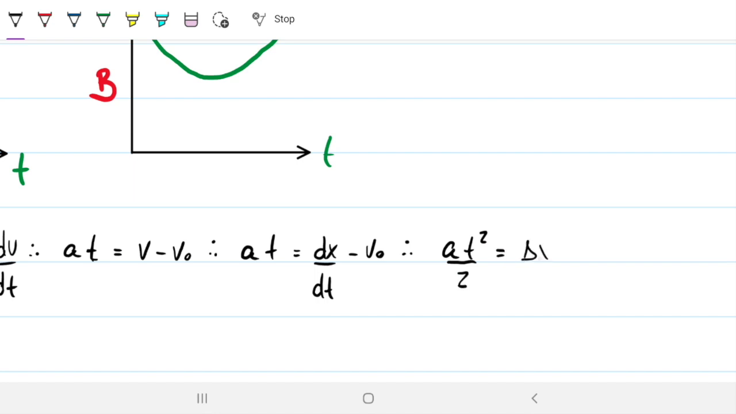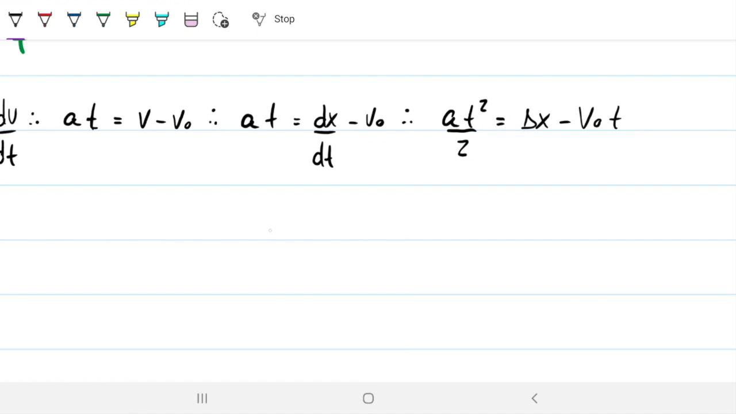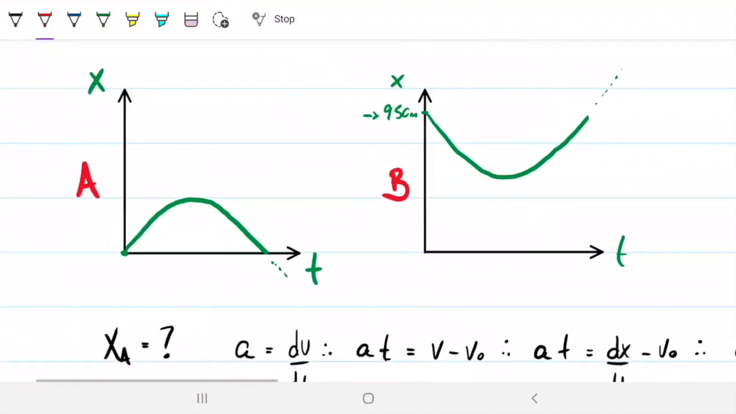equals delta x minus v naught t, right? Which we can write once again as the position of A at any given time will be the original position of A minus v naught t, or plus v naught t, I should say, plus a t squared over 2. Okay, so you could have started with this if you memorized it already. The original position of A is 0, right?